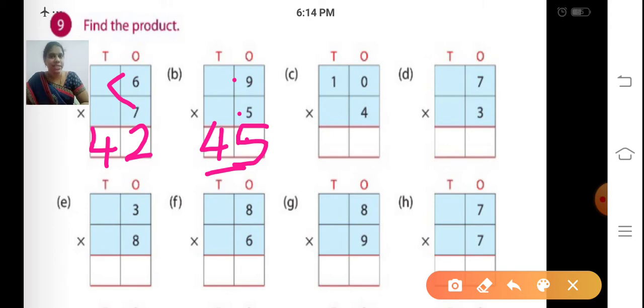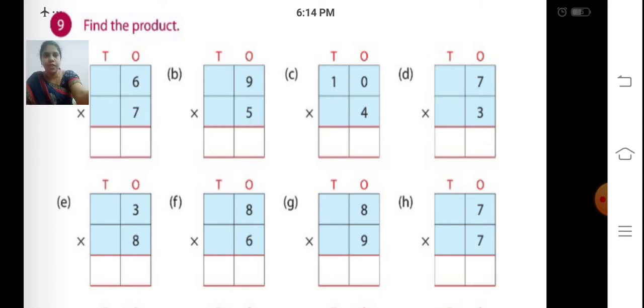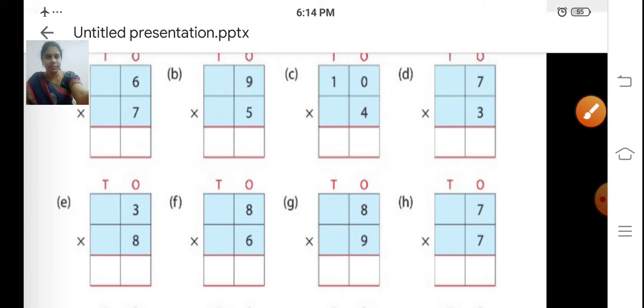First one is 6 sevens are 42. This is the vertical method of multiplication. So we are going to multiply these two numbers and we are going to write the answer below this, right? So 9 5s are 45. Shall we move on to the next one?